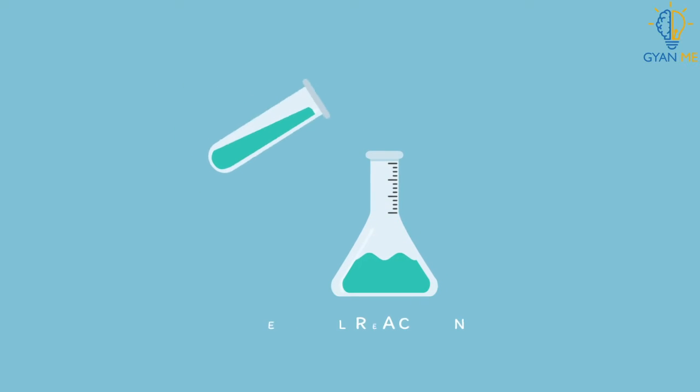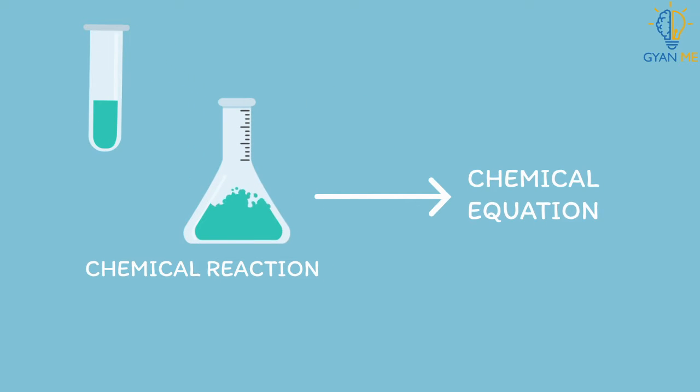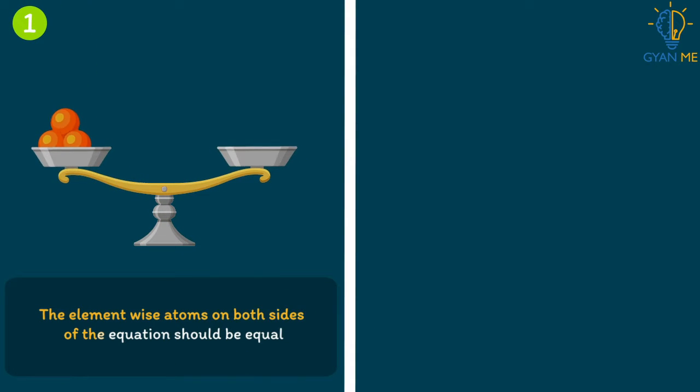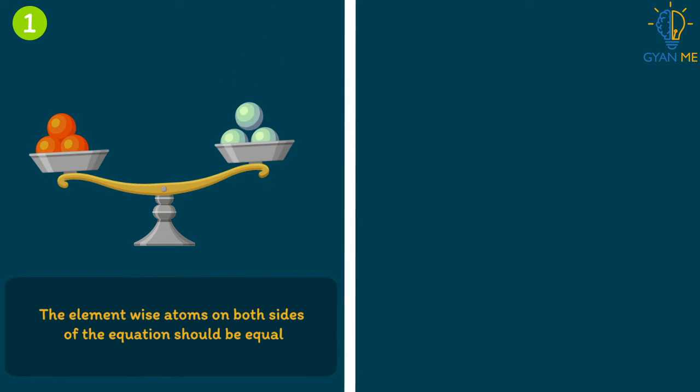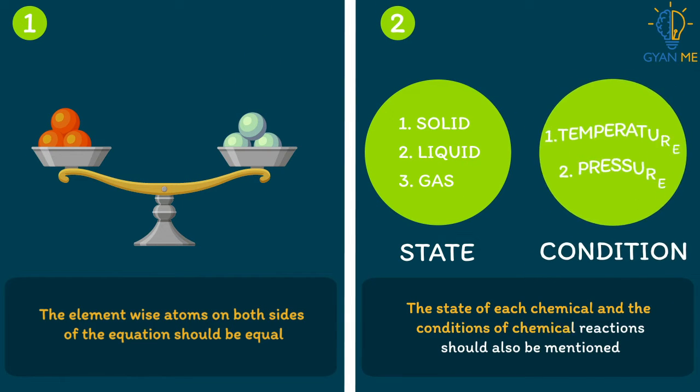We can get full information about any chemical reaction from its equation only after these points are taken care of. The first one is that the element-wise atoms on both sides of the equation should be equal. Second, the state of each chemical and the conditions of the chemical reaction should also be mentioned.